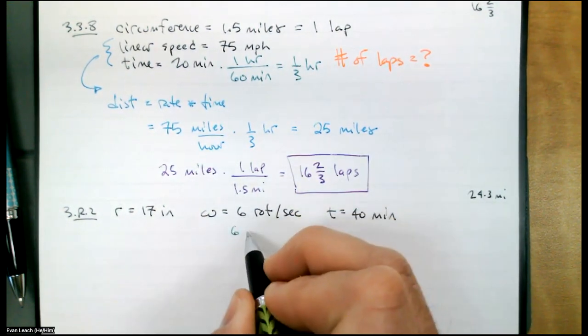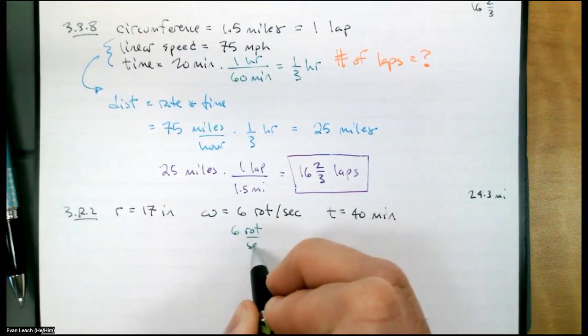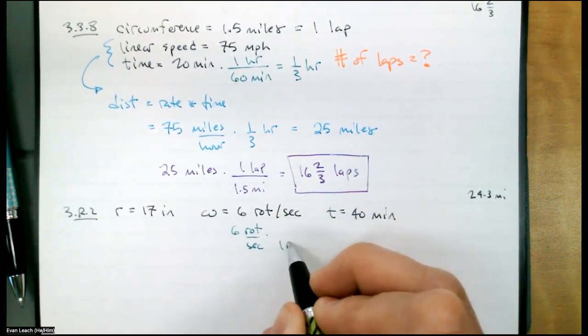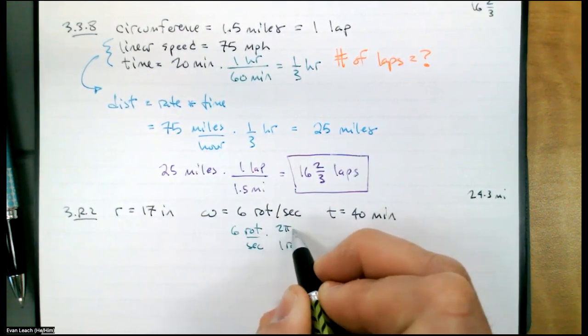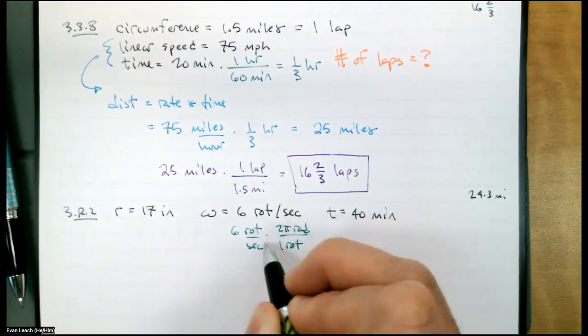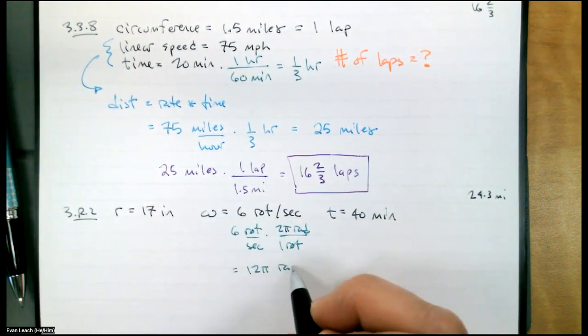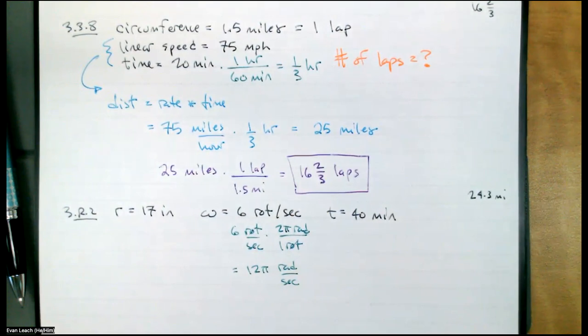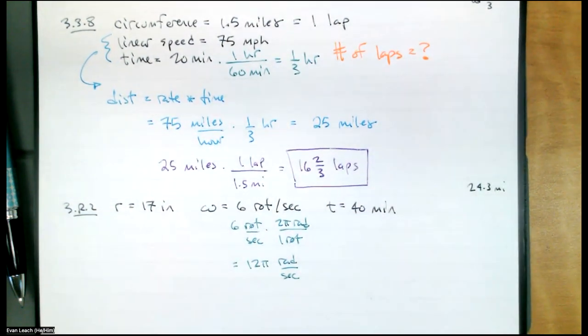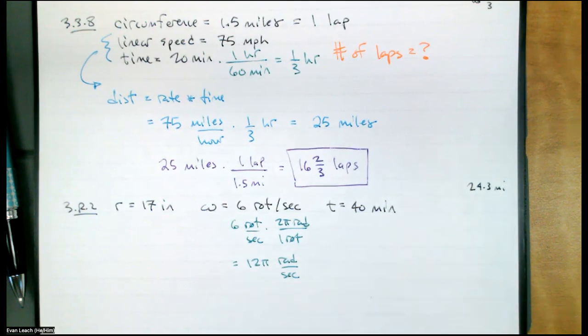So we'll take 6 rotations per second. 1 rotation is 2 pi radians. So we'll get 12 pi radians per second. We're going to do 12 pi radians per second times 40 minutes. Our angular speed multiplied by time will give us an angle.